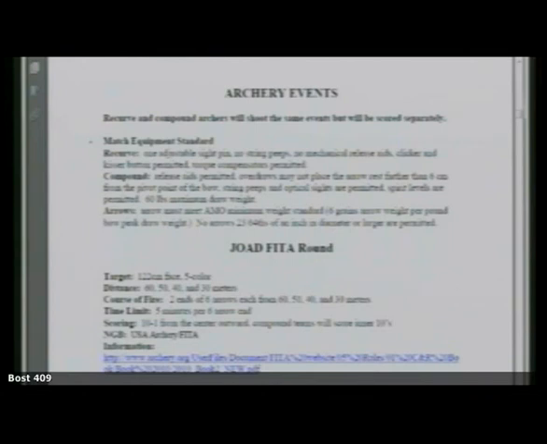Joad Feed Around is the round which consists of the large round bale targets. These are typically what you will see with a 5-color face. It is a large 122-centimeter face. There are distances of 60, 50, 40, and 30 meters. Two ends of six arrows each from 60, 50, 40, and 30 meters, with 5 minutes per six arrow end. An end would be six arrows. Those arrows would then be scored and pulled, and then you would shoot another end for the total course, and then for each of those distances.